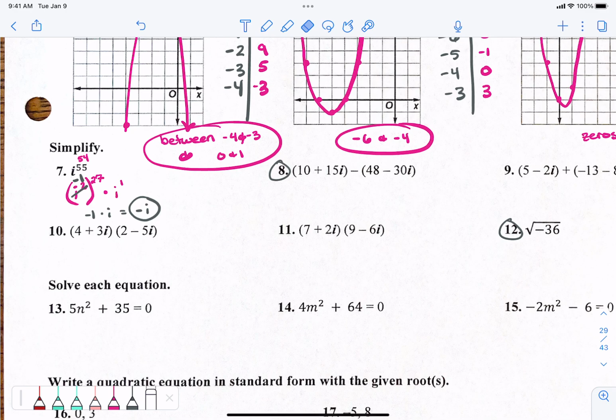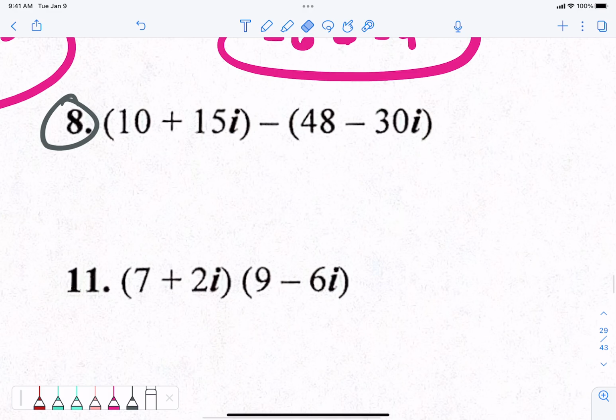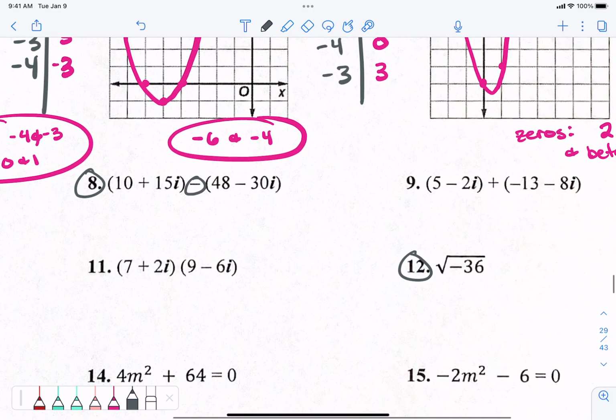Okay, now real quick, what are you having to do on number 8? Don't FOIL. You're subtracting, right? You just combine like terms. 15 minus a negative 30 means plus 30. So it's 10 minus 48, which is negative 38, minus 15i.